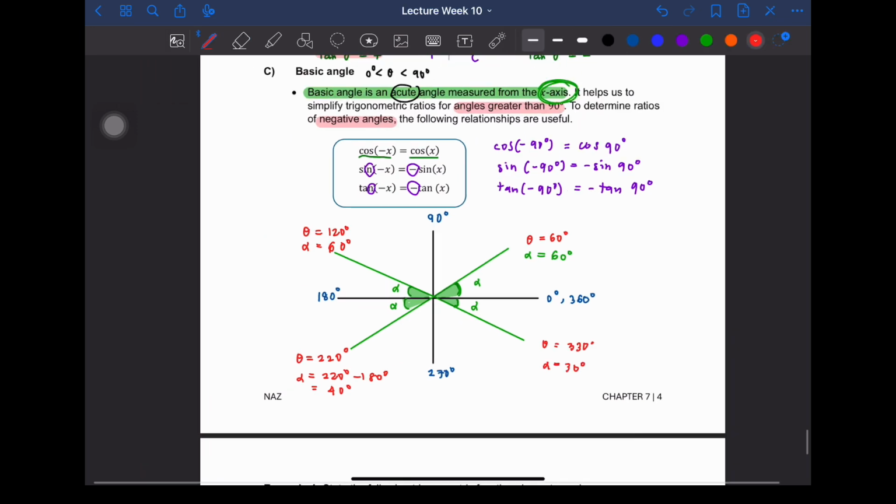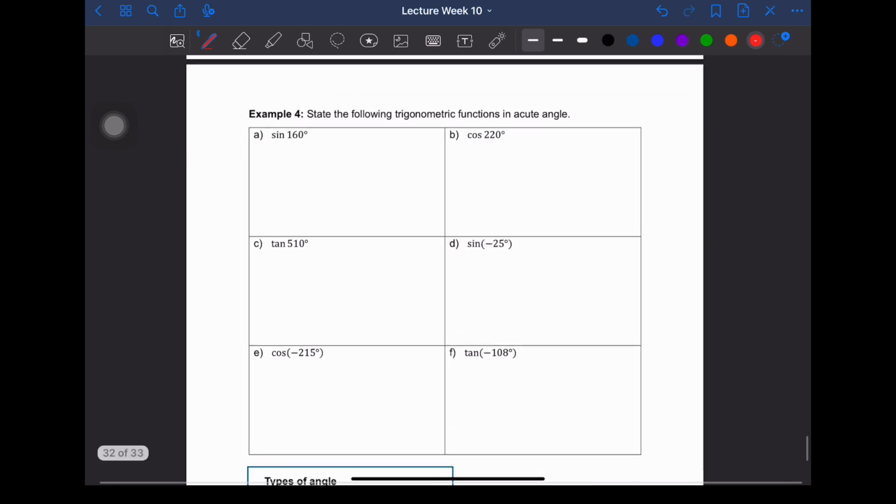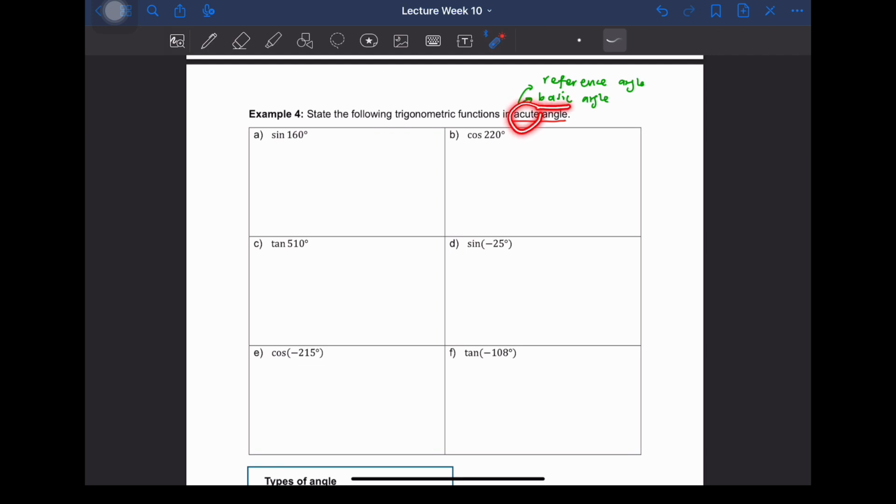Alright, settle. Okay, so now let's take a look at this example 4. State the following trigonometric functions in acute angle. So acute angle ataupun kita nampak dia sebenarnya adalah nak maksudkan dengan basic angle, or we also sometimes use reference angle. Okay, so all of these are the same thing: acute, basic and reference angle. So it's an angle less than 90 degree, between 0 to 90 degree.